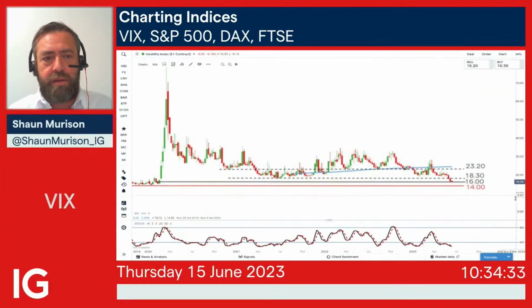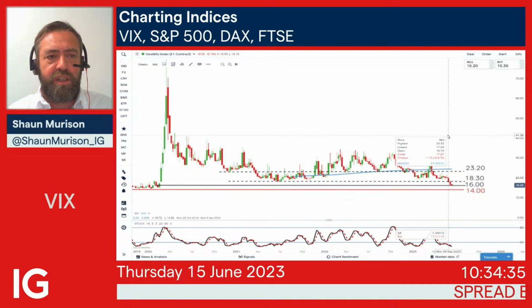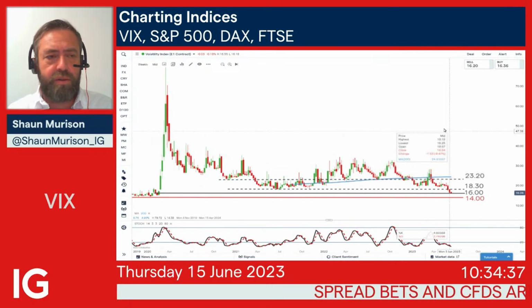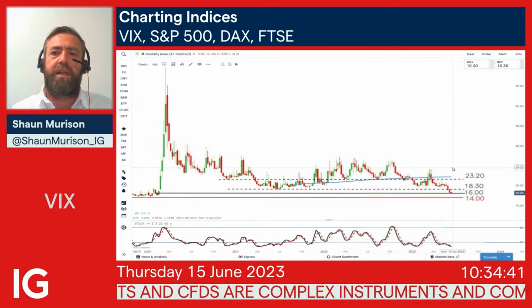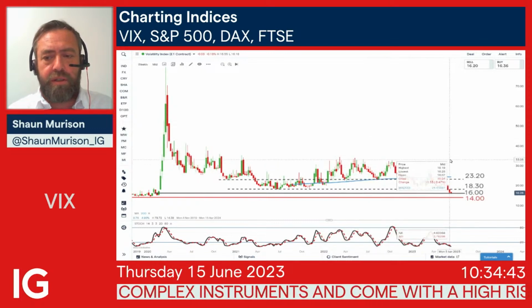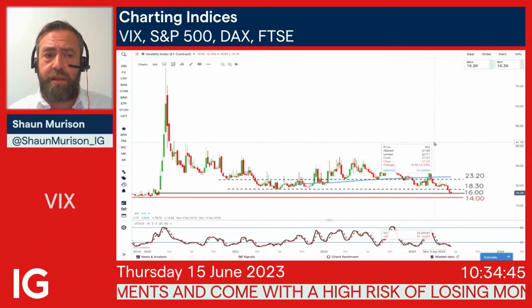Now, moving over to some indices, starting off with a quite relevant chart right now, which is the volatility index. The price is derived from the CBOE VIX index, which is also called the fear gauge. When we see this indicator falling, it's a suggestion that it's a risk-on market environment. But it is quite cyclical.